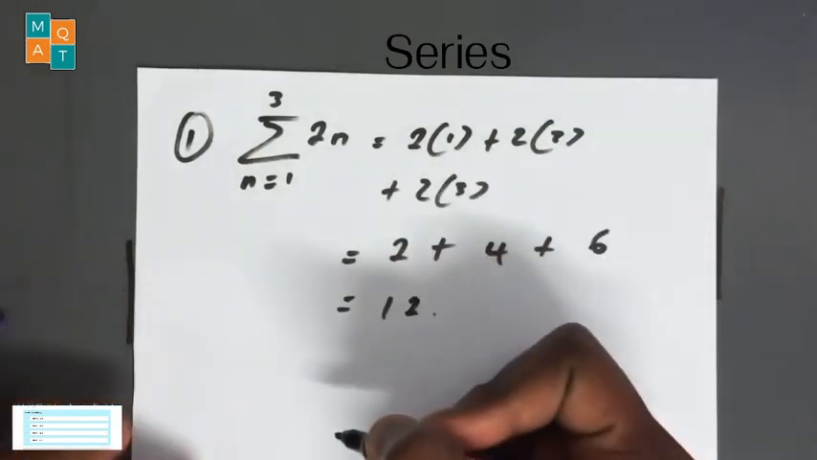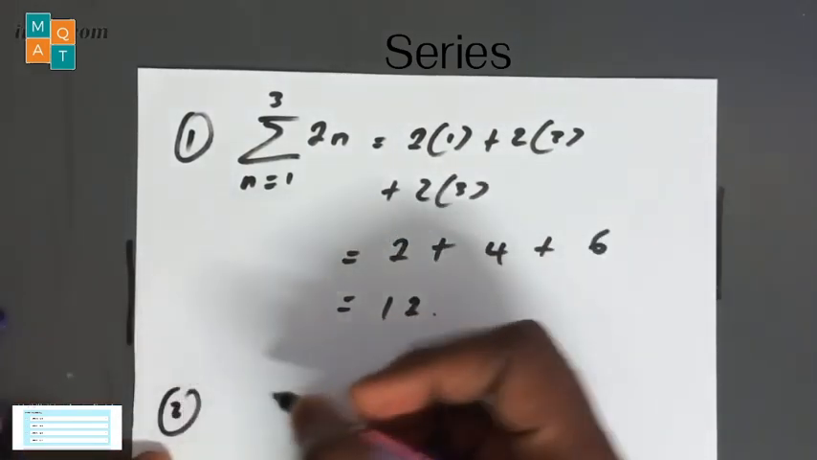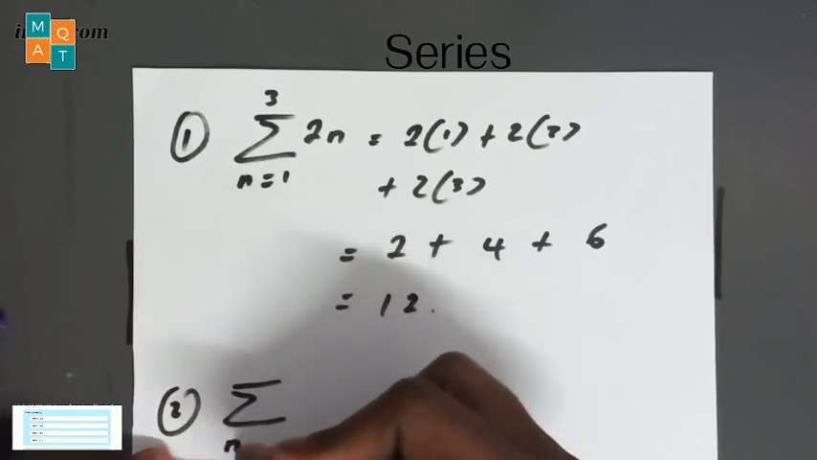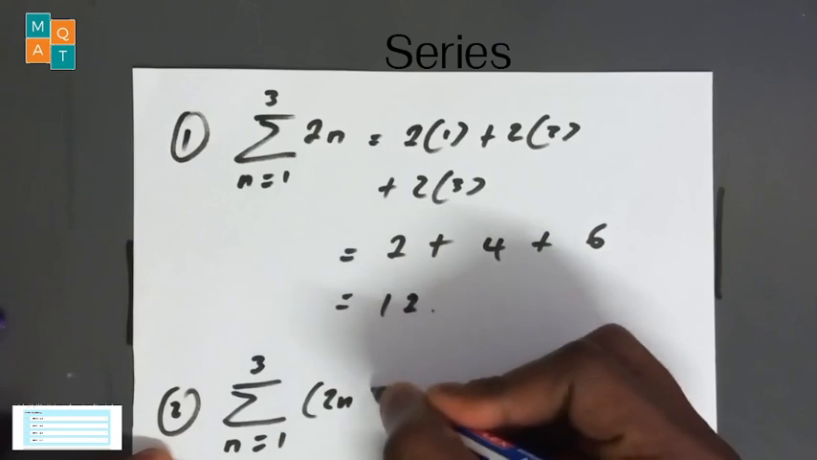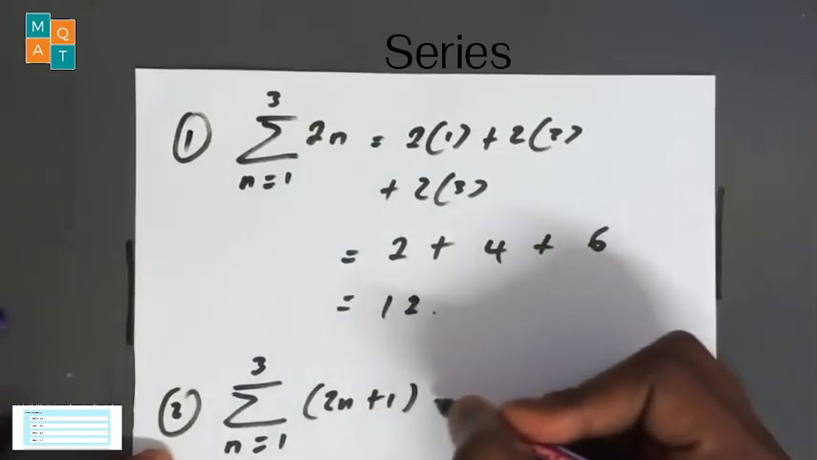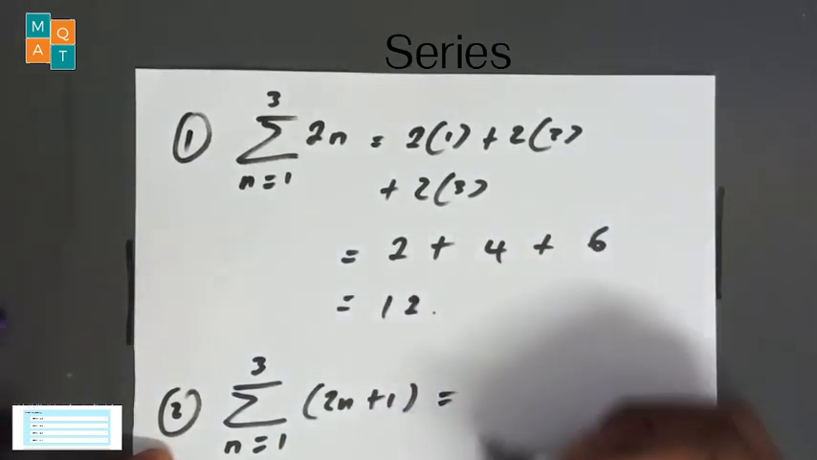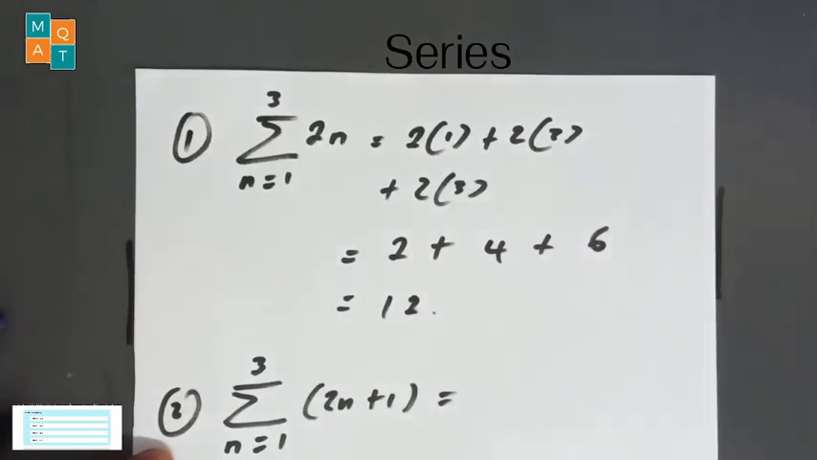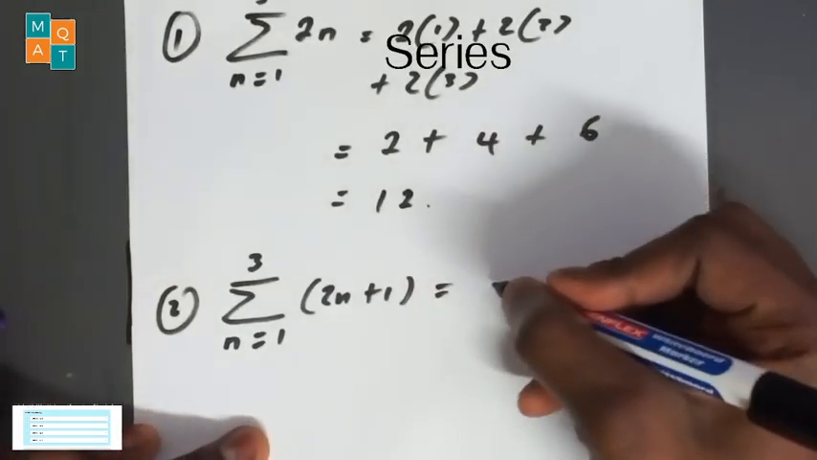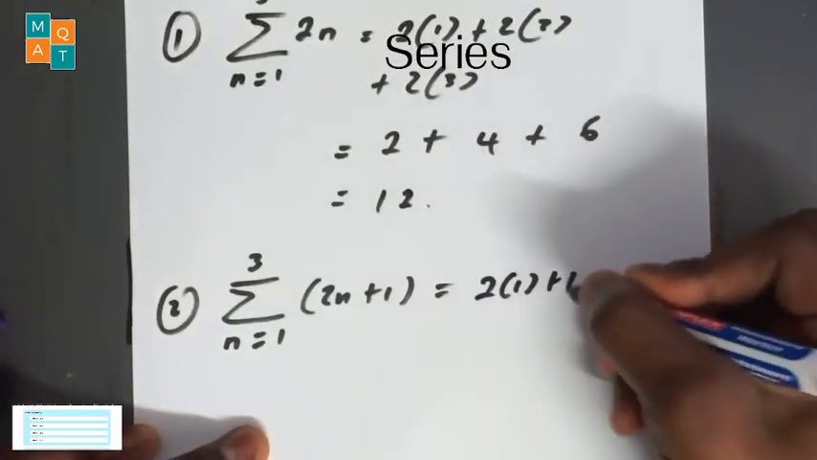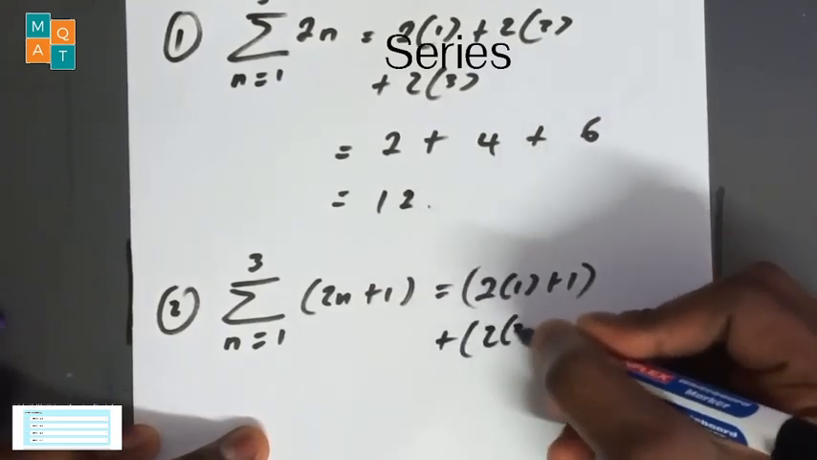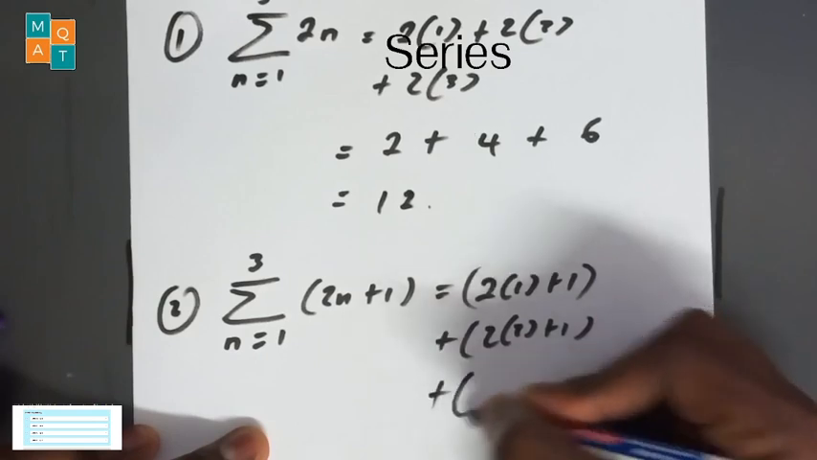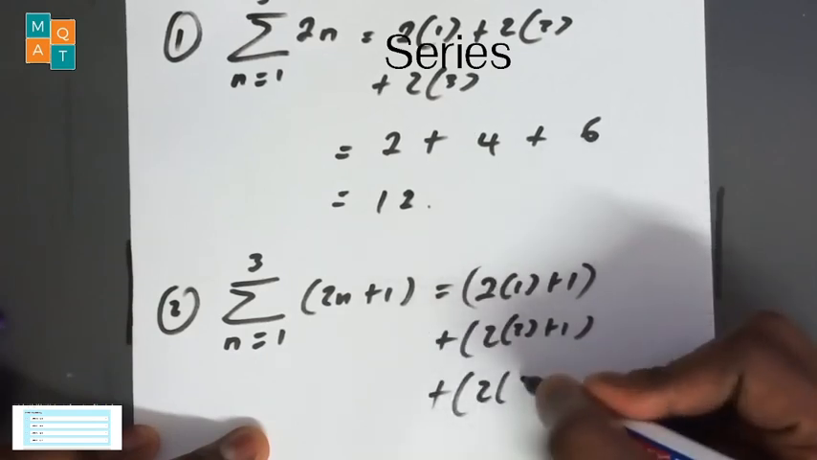Example number 2. Let's say a sum, n is equal to 1 up to 3, and now I've got 2n plus 1. When you take the sum, now we have 2 times 1 plus 1, plus 2 times 2 plus 1, plus 2 times 3 plus 1.